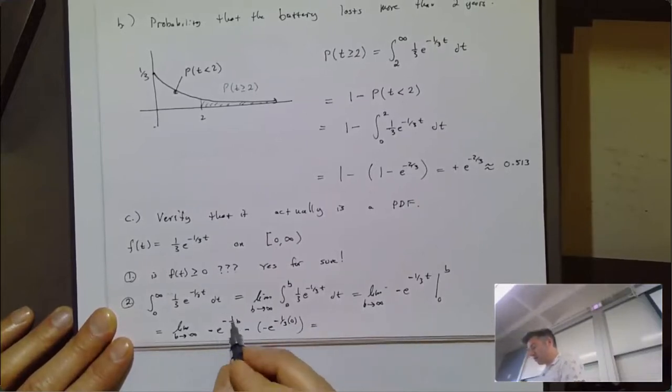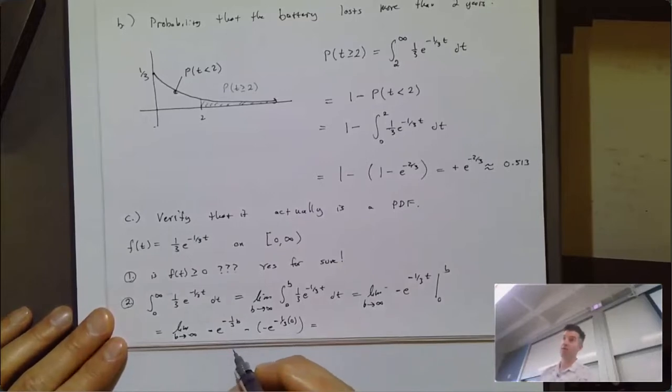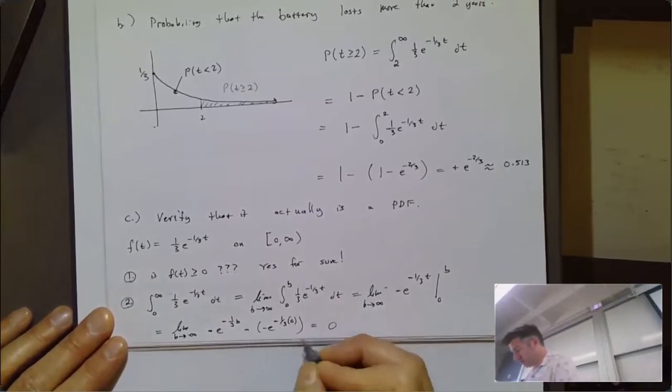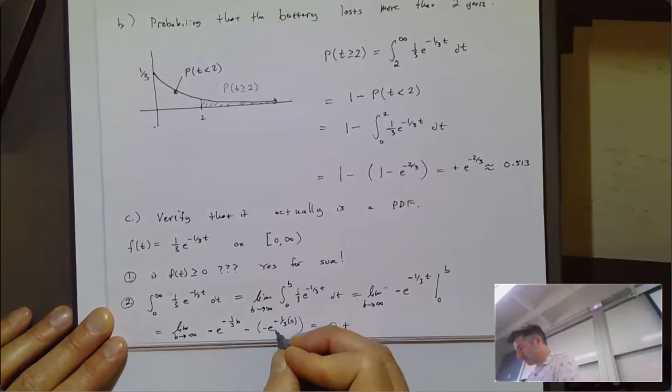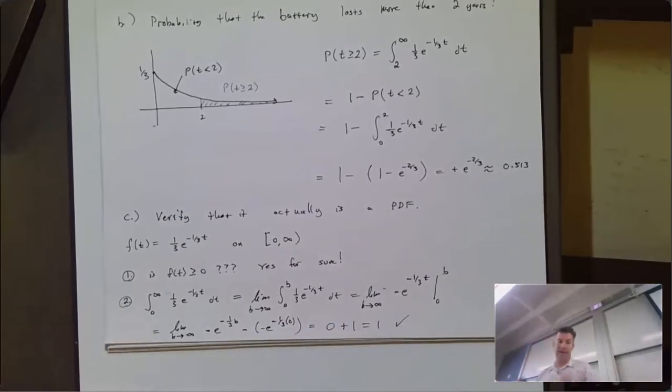This part here, e to the negative 1/3 b, if b is going to infinity, we're getting e to the negative infinity, which is going to 0. Minus minus, e to the 0 is 1. So the area under the curve is 1, as we would expect it to be, right? That is what should be true if someone's telling you you have a PDF.